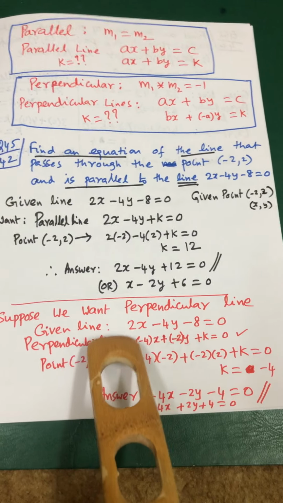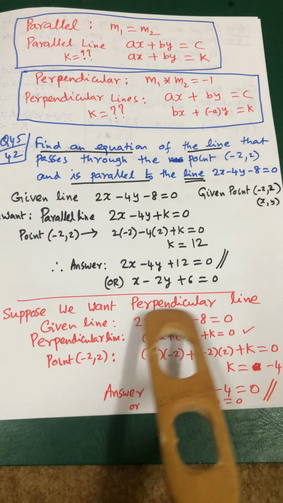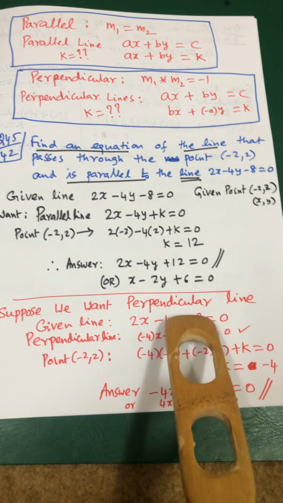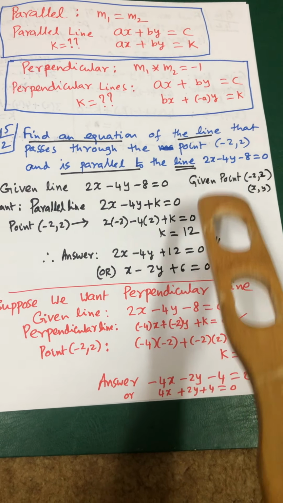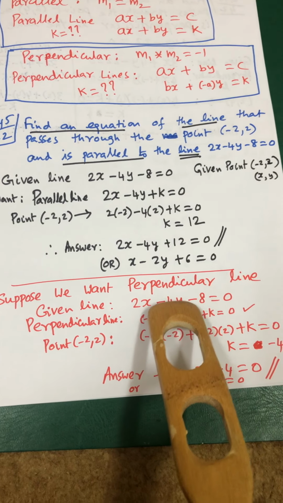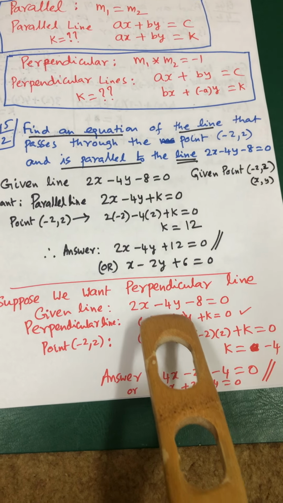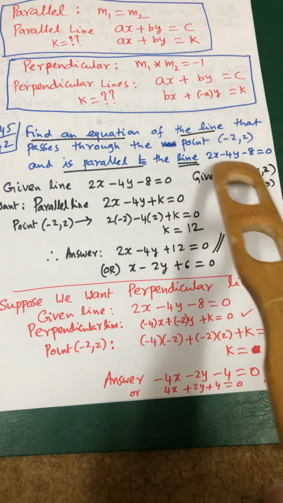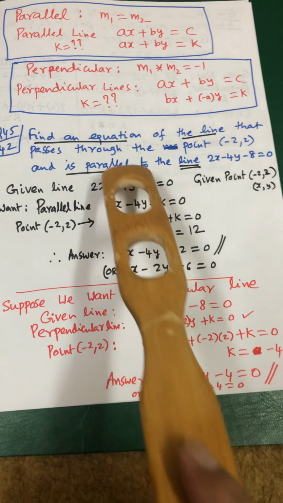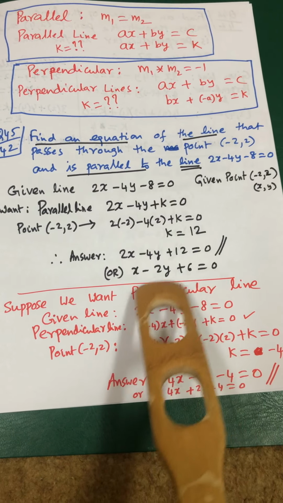This is another question. Suppose you want to find a perpendicular line. How to find it? First you write the given line 2x minus 4y minus 8 equals 0. This is not there in the question. I am teaching you extra. 2x minus 4y minus 8 equal to 0. And you want a perpendicular line, instead of parallel.